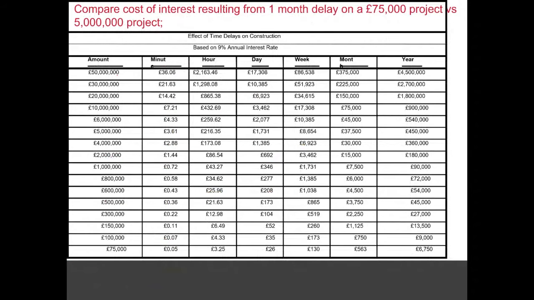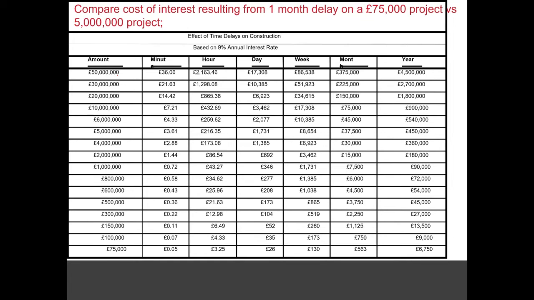Now, one of the key aspects that we are focusing on in the initial sessions is to understand the importance of time. So here we are showing the annual interest rate of 9% and the effect of time delays on construction projects. So the question here is comparing the cost of interest resulting from a 1-month delay on a £75,000 project versus a £500,000 project.